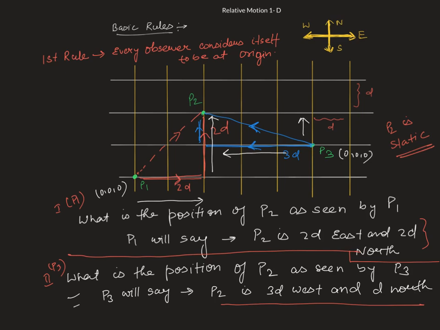So the answers are changing because every observer thinks that it is at the origin, and that is the first rule of relative motion. Every observer thinks that it is at the origin.